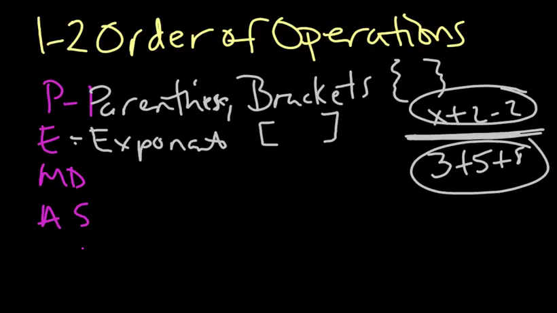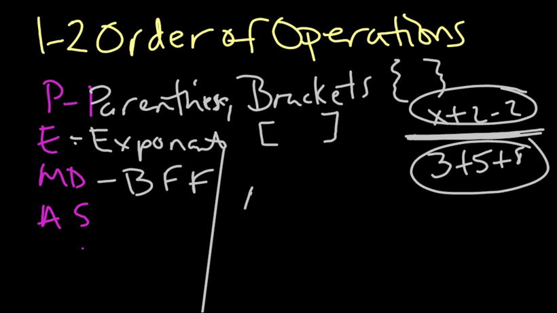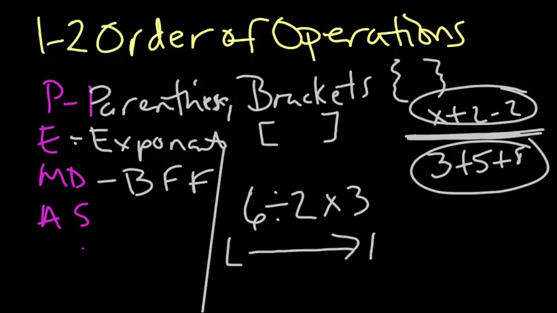Multiply and divide. Multiply and divide are BFF. What does that mean? Best friends forever. So, when you're working the problem and all you have left is multiply and divide, you start over here on the left and you work to the right. So you go 6 divided by 2, that's 3. 3 times 3 is 9, so the answer to that would be 9.